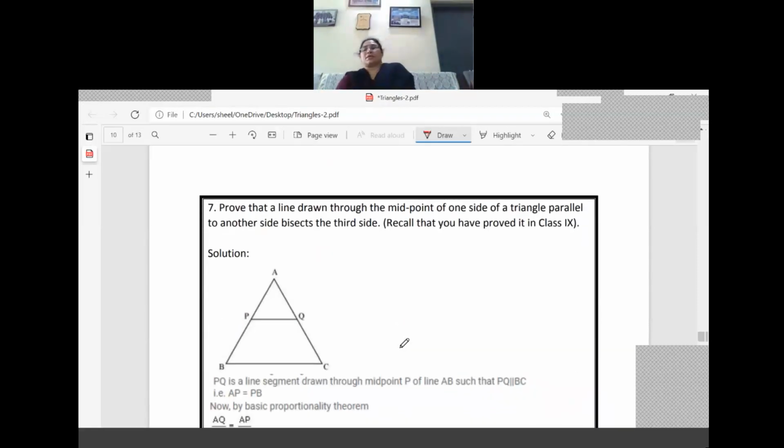Now the next question, the seventh one. Prove that a line drawn through the midpoint of one side of a triangle parallel to another side bisects the third side. I think you remember this theorem from last year's class. Last year in ninth class we proved the midpoint theorem. It is the same theorem, nothing else. What is the condition they have told? The midpoint of one side.